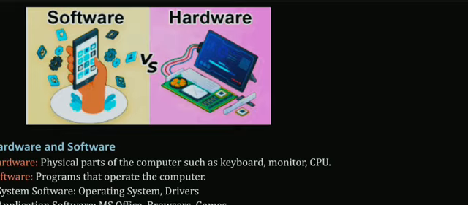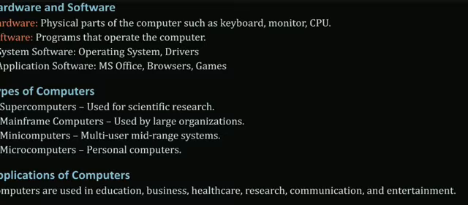But we can't touch the application inside the monitor, isn't it? We can't touch the application inside the mobile phone. We can't touch it and we can't feel it. That is called software. An example of system software is the OS, meaning operating system, and application software is MS Office, browsers and games. Now we are going to learn about the types of computers.